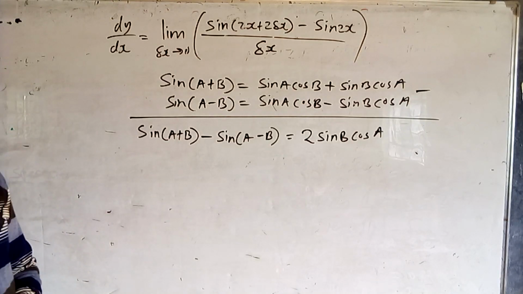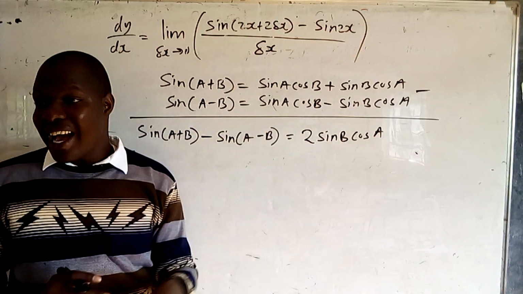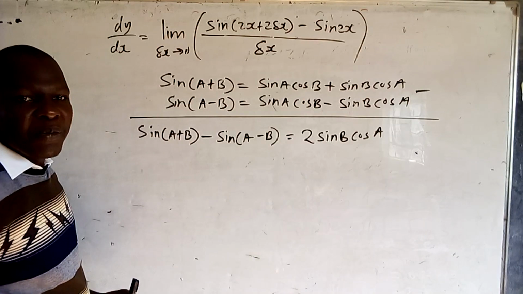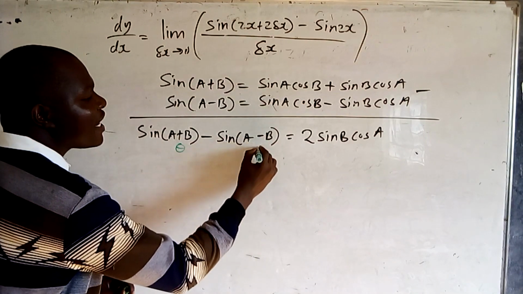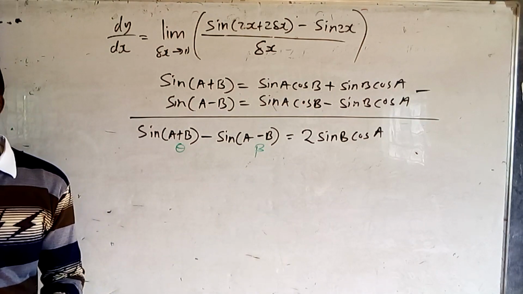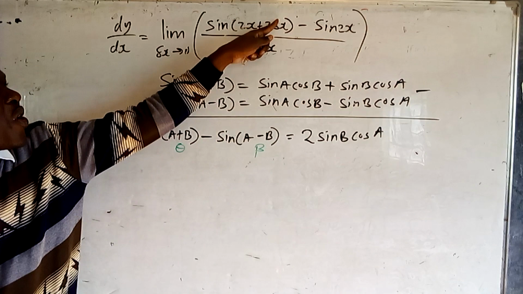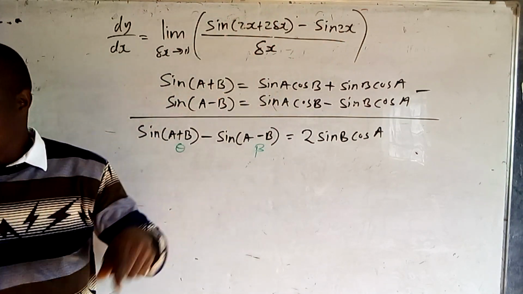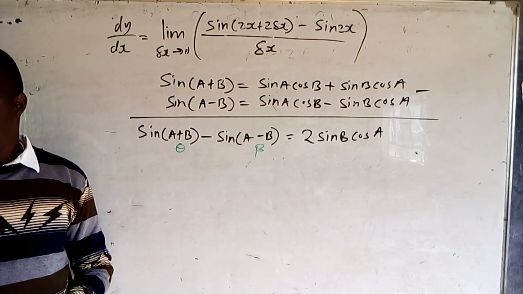Now, you do the change of variable because you ensure this is one angle and this is one angle, isn't it? So how do you ensure? You can let a plus b be theta and a minus b be beta, so that you have sine theta minus sine beta. So the whole of this angle 2x plus 2 change in x is theta and 2x is beta. It is now one thing. Have you seen that? Are we together?